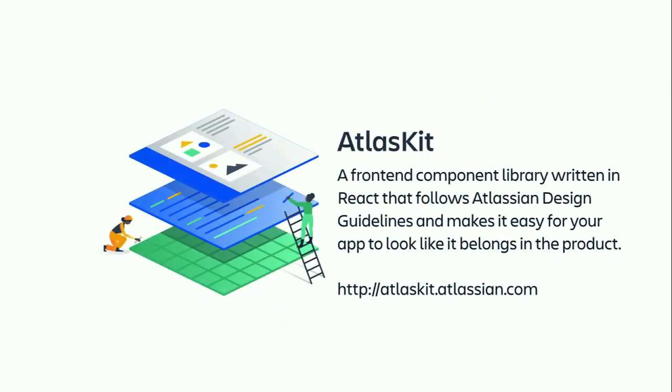I talked a little bit about AtlasKit earlier. Now, AtlasKit is a front-end component library written in React that follows Atlassian design guidelines. It makes it easy for your app to look like it belongs in the product. So it provides front-end components like dialogues, alerts, things that you might use in the UI of your app. It also provides some CSS style sheets that you can also utilize, so you don't have to design from scratch. You can learn more about AtlasKit at atlaskit.atlassian.com.